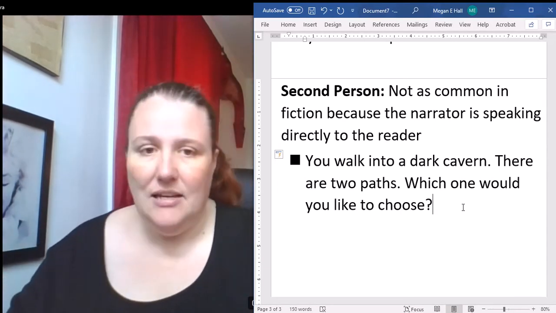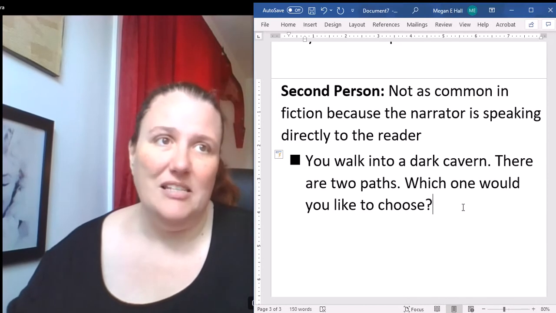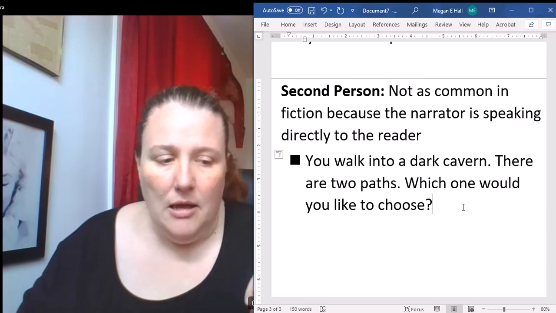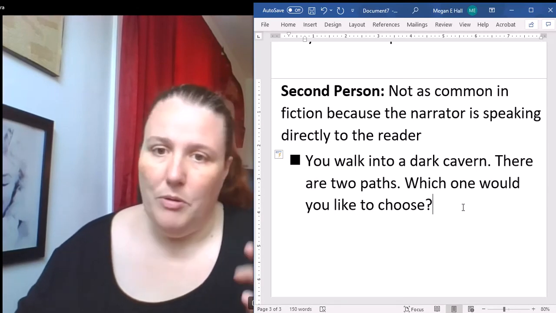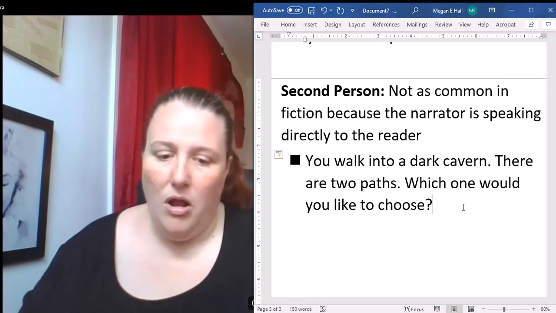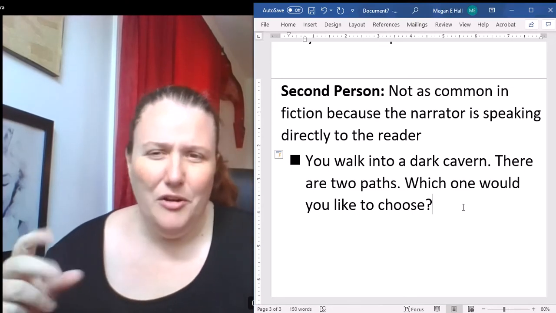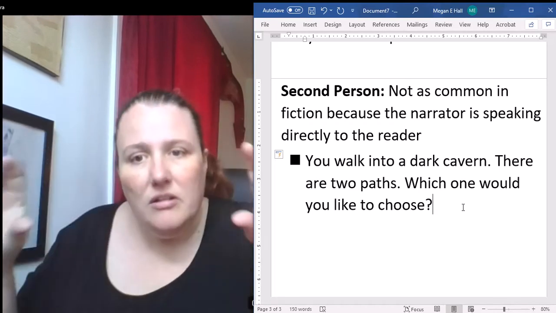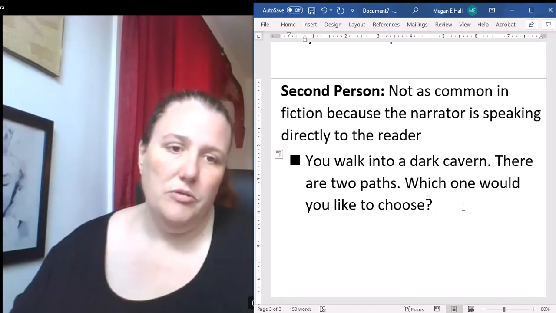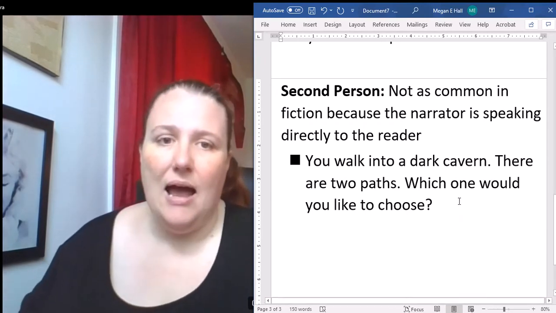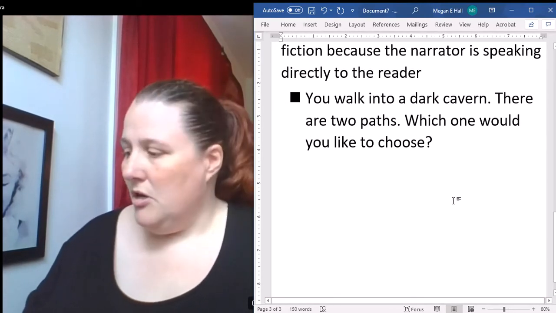Other than Choose Your Own Adventure, I've not seen many books that are completely in second person. Typically, it's a technique that people use at the beginning of chapters to kind of draw you in. You know how some books will have a quote at the beginning or a little block. They'll have a little second person thing, and then it'll come into the rest of the story. So typically, that is how it's used.